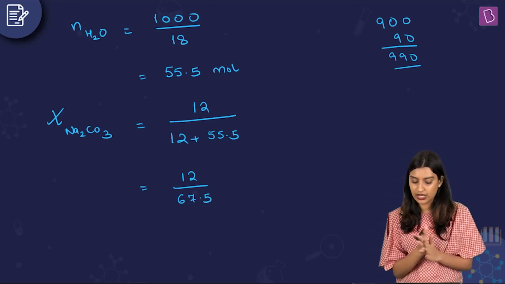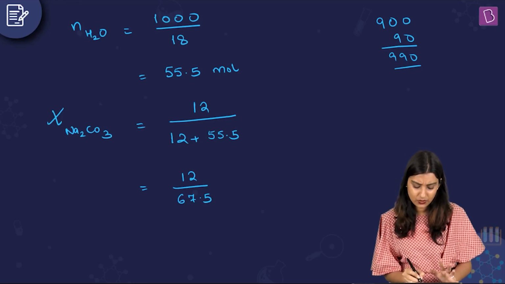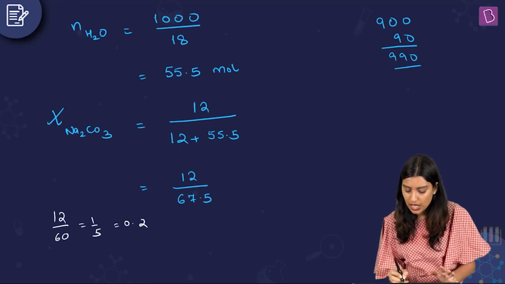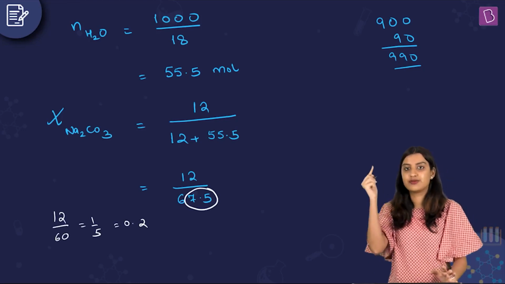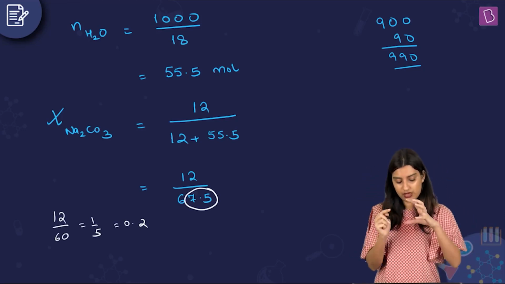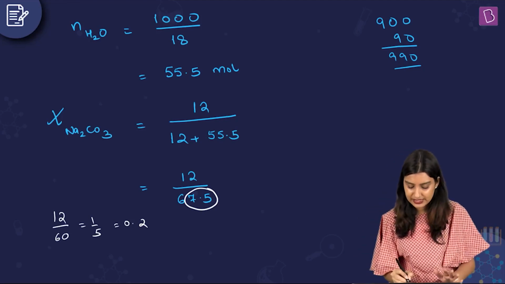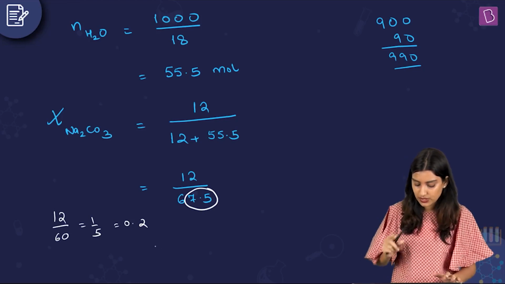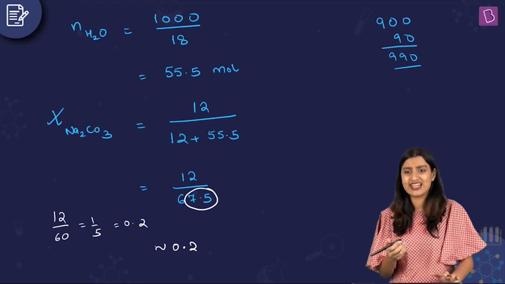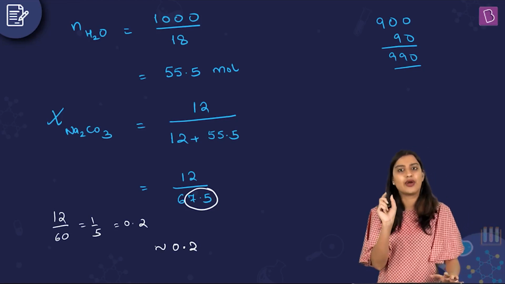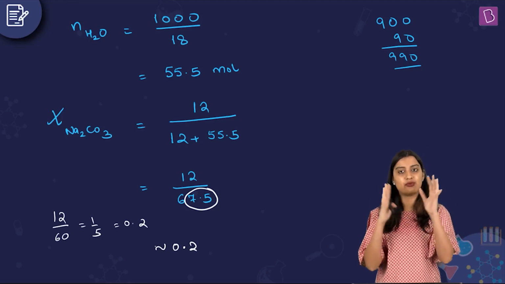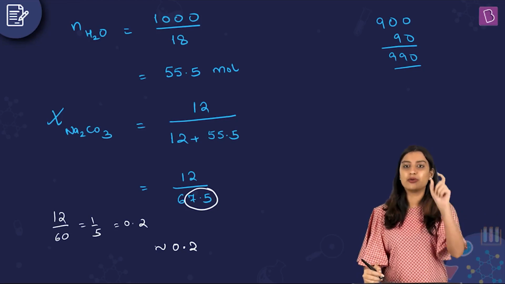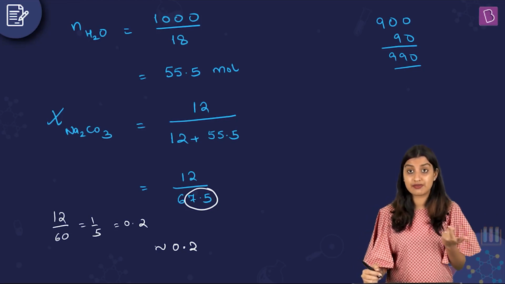So see, this 67.5, I want to cancel it out. How can I cancel it out? See, I know that 12 by 60 is 1 by 5, right? 1 by 5 is 0.2. However, my denominator has 67.5 instead of 60. So I'm going to try and approximate. I'm going to very roughly say that the value that I get will be around 0.2, but I want a slightly lesser value, right? Something around 0.18, 0.19, preferably something between 0.18 and 0.19. Okay, that's just the level of accuracy I'm willing to go to. I don't want to be completely precise about my answer, because I have to save time, right?